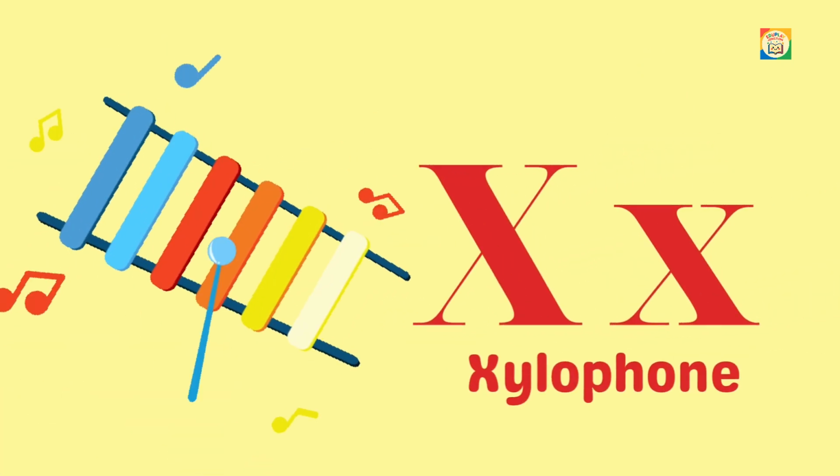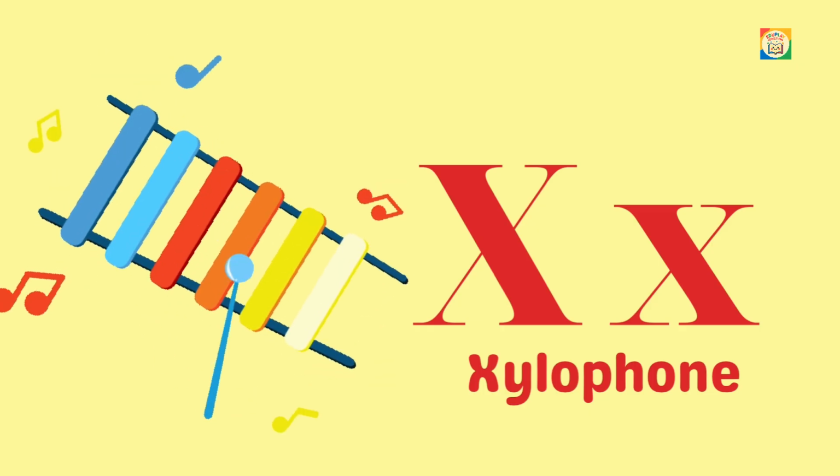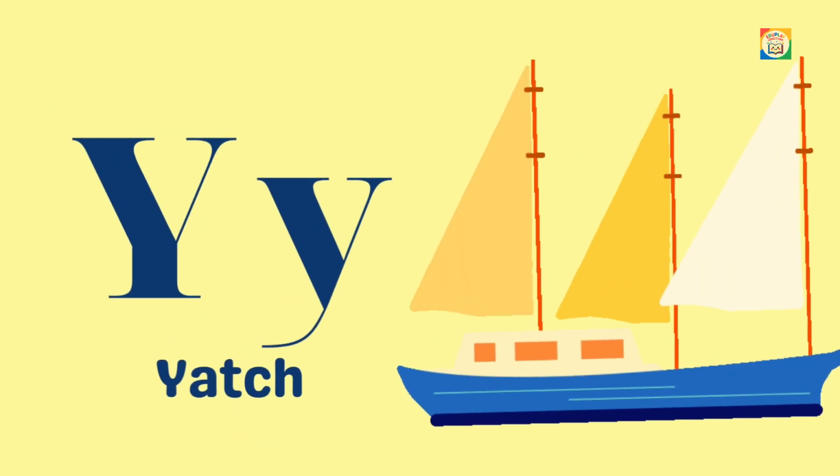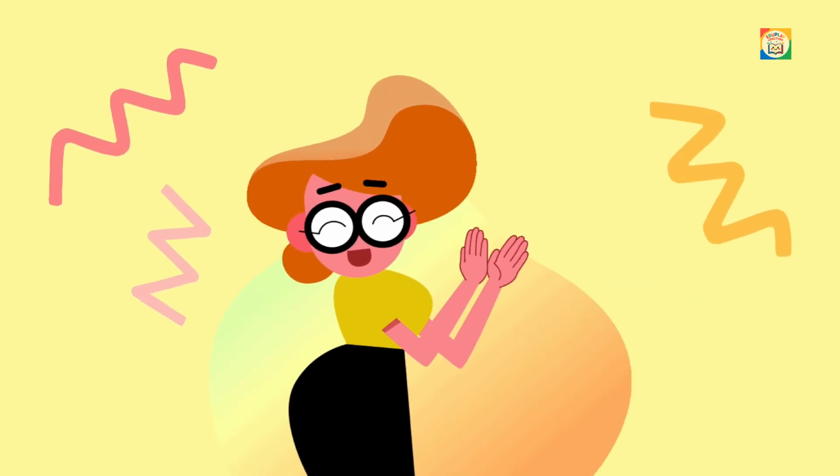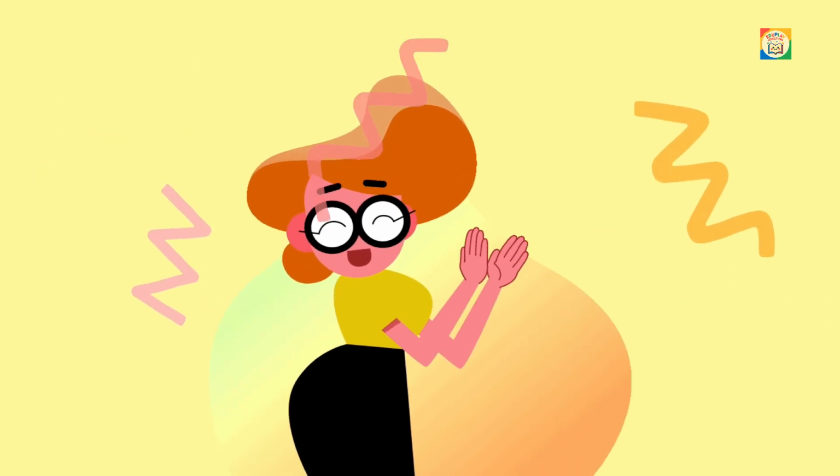Watermelon. X is for xylophone. Xylophone. Y is for yacht. Yacht. Z is for zebra. Zebra. Well done, kids. Now you know all the phonic sounds.